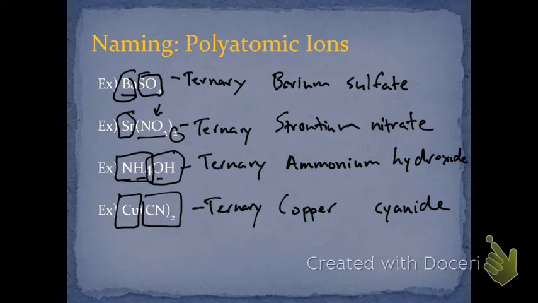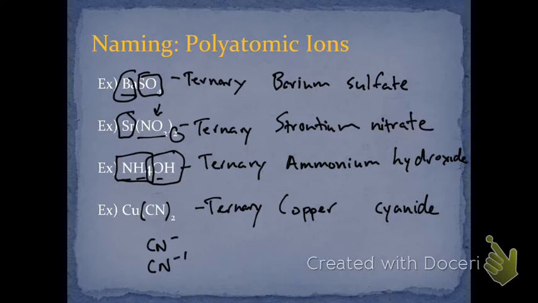However, which copper is it going to be? So let me just back up really quickly. Cyanide, CN. The reason why we put parentheses here is because we're saying there's two CNs. And we know that each cyanide is a -1 charge, right? So therefore copper has to be a +2 in order to neutralize, right? So this would be copper 2 cyanide.